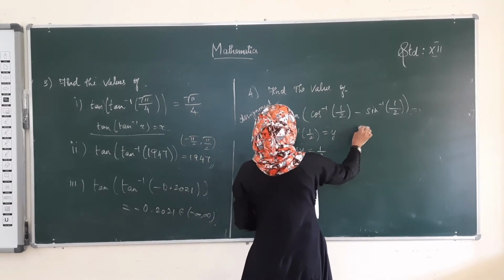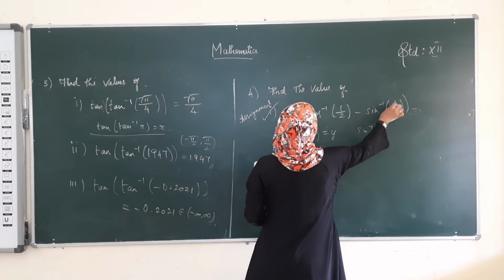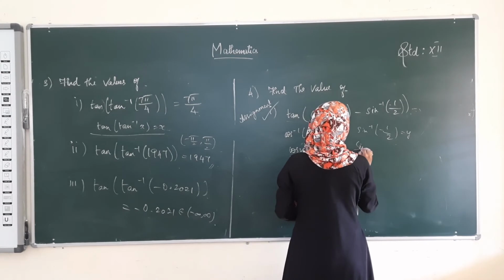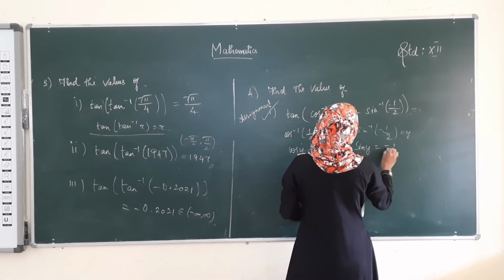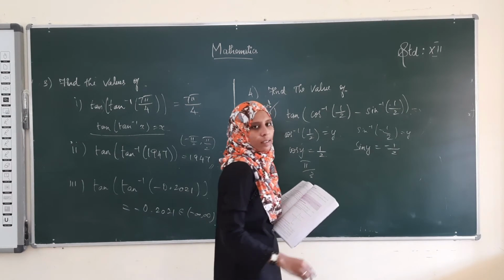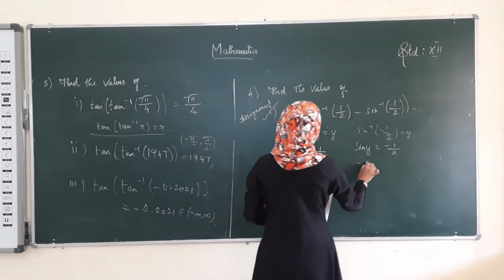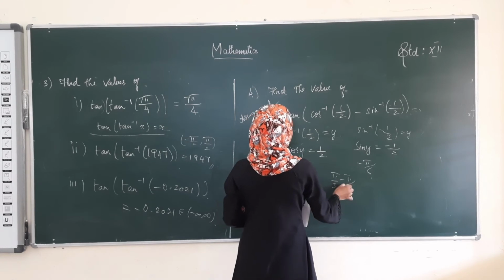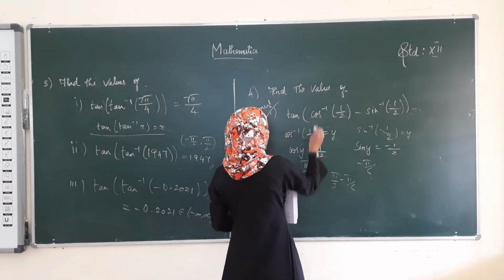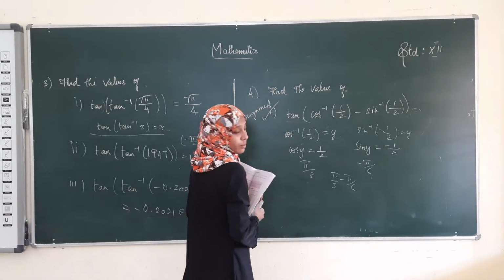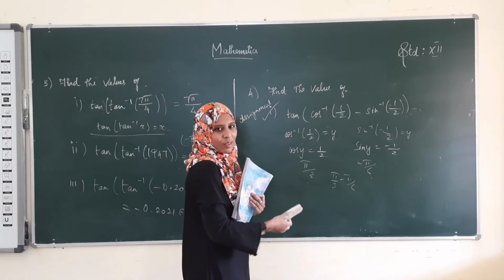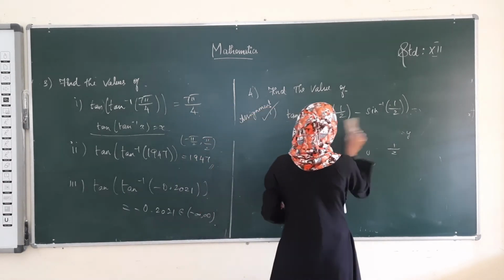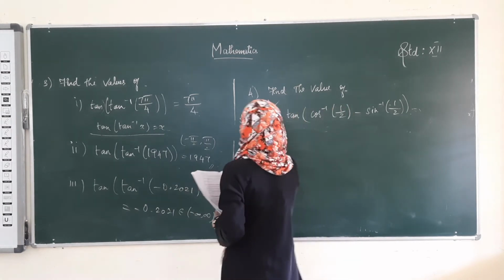Similarly, sin inverse of minus 1 by 2 is equal to y. Then sin y is equal to minus 1 by 2. For what value of y? We get minus pi by 6. Then add this: pi by 3 minus pi by 6 gives pi by 2, and tan pi by 2 is infinity. I gave you the answer. This is how we have to proceed with the sum. Only one sum is an assignment for you. In this video I will do the other two sums.